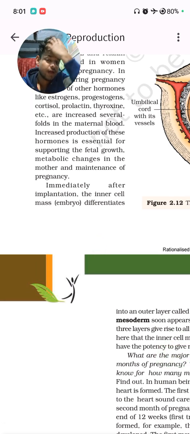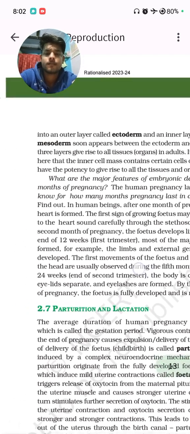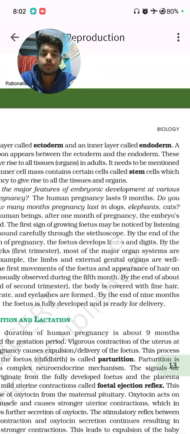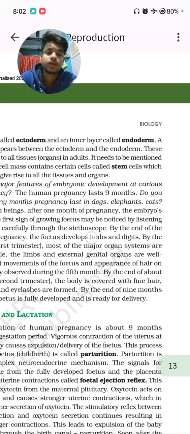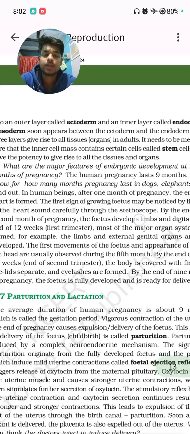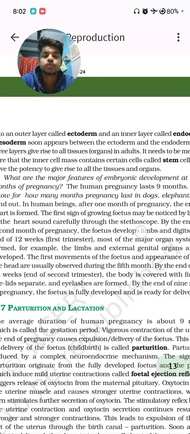Immediately after the implantation of the inner cell mass, the embryo differentiates into an outer layer called ectoderm and an inner layer called endoderm. Mesoderm soon appears between the ectoderm and the endoderm. These three layers give rise to all the tissues and organs in the adult.